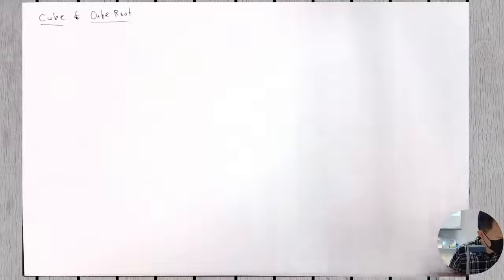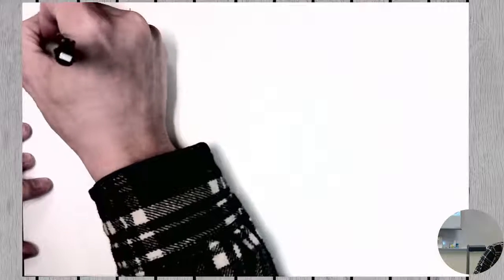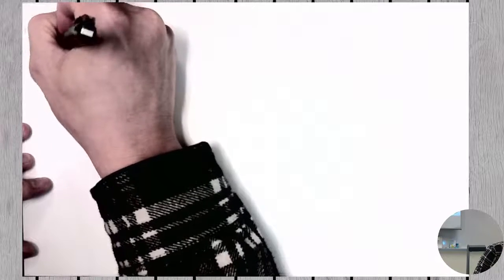Let's learn about cube and cube root today. So again, cube root is another kind of magical plant that grows in math classroom only. Let's start with what we know already. So we know what a square and square root look like.